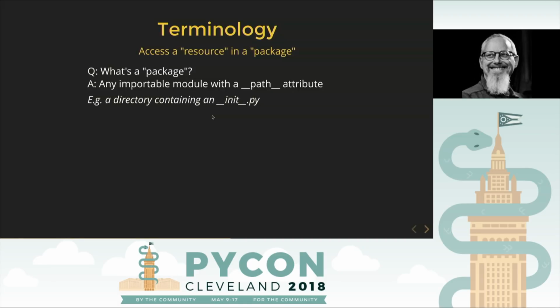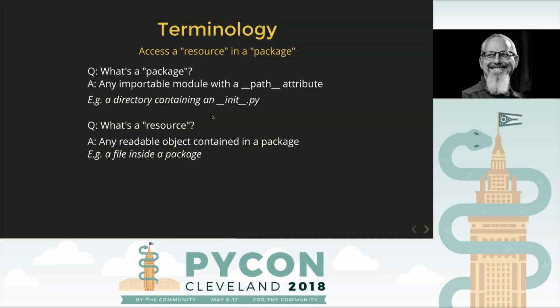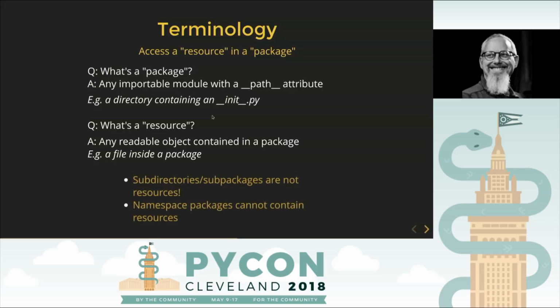One way to think of it, although you shouldn't get caught up in this, is as a mental model: a package is essentially a directory containing a dunder init.py file. Now, of course, it doesn't have to be a physical directory on the file system. That's kind of the whole point of this. But your mental model can think about it like that. So what's a resource? That's just any readable object contained inside a package, such as a file. But again, it doesn't have to be a physical file. You can think of it as files inside of directories, but they can live anywhere that Python's import system can reach.